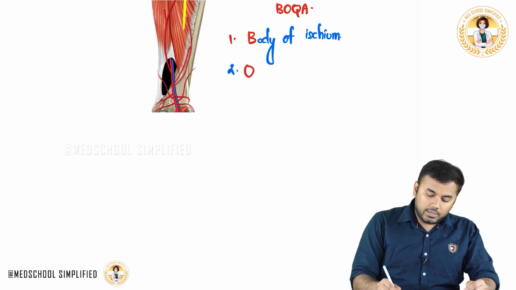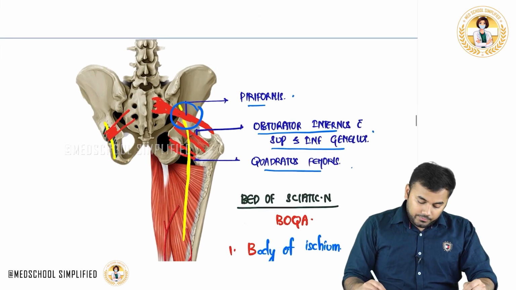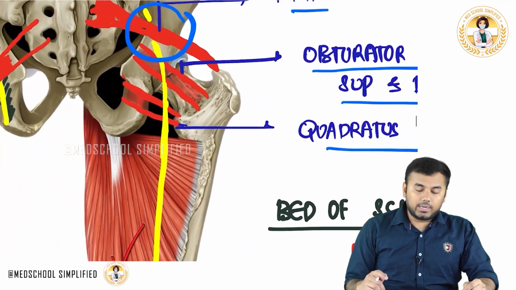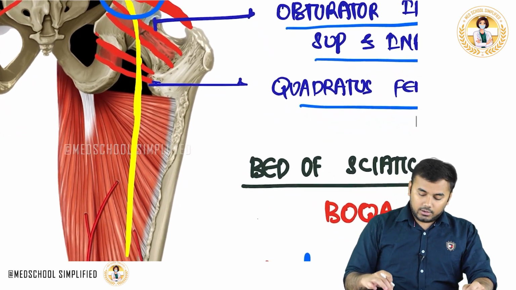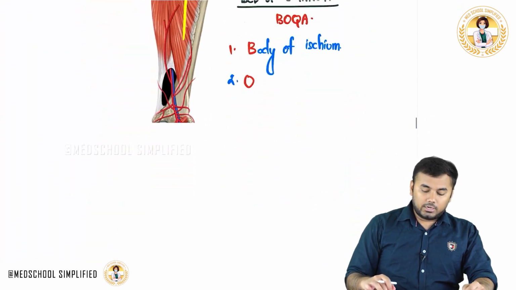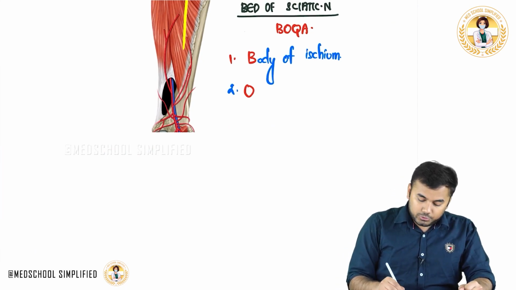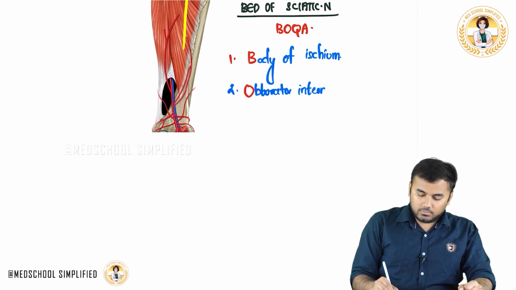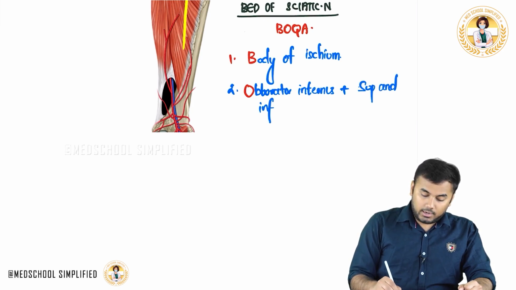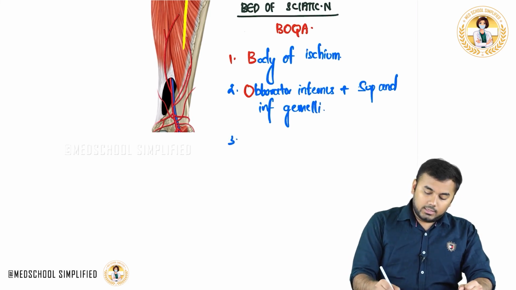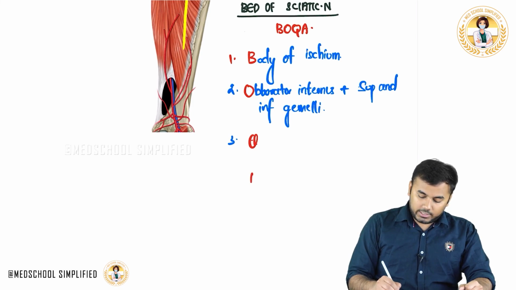Next, what does O stand for here? O stands for a muscle again: obturator internus with superior and inferior gemellus. This is passing below the sciatic nerve, right? This muscle is present below the sciatic nerve, and the sciatic nerve is passing above this muscle. So O stands for obturator internus with superior and inferior gemelli.